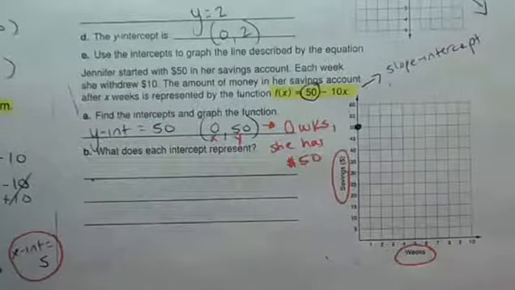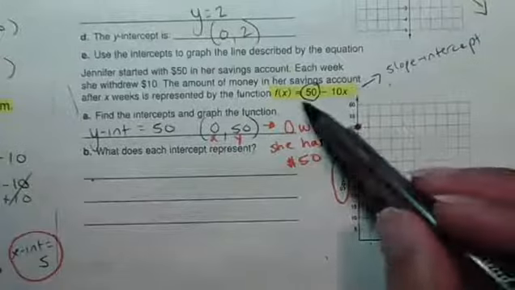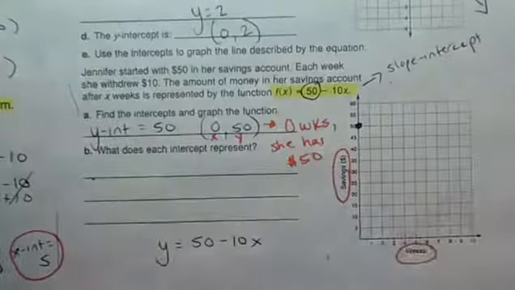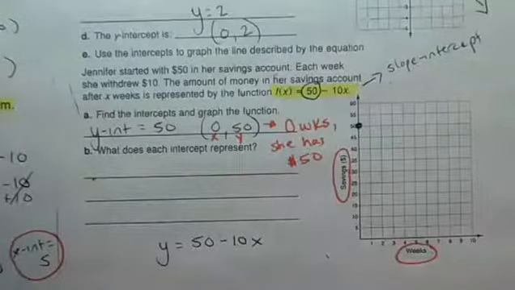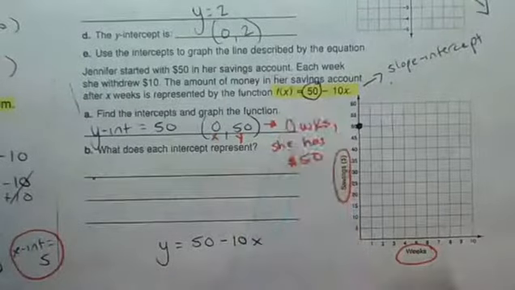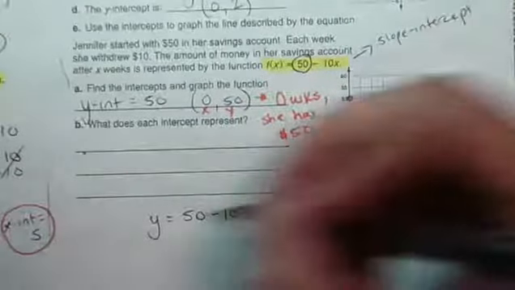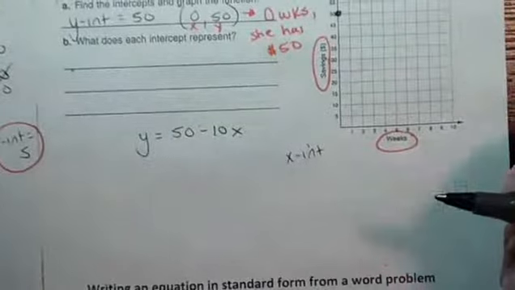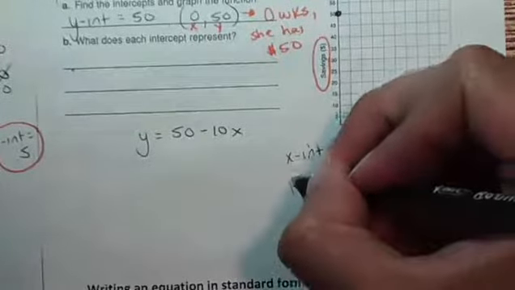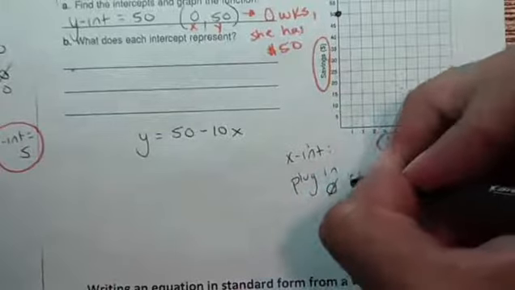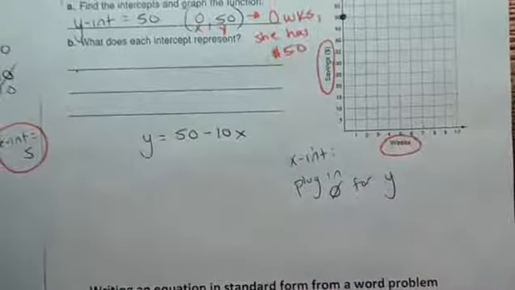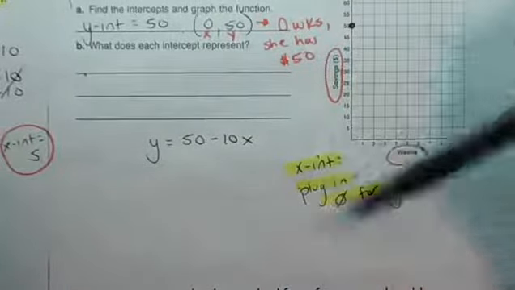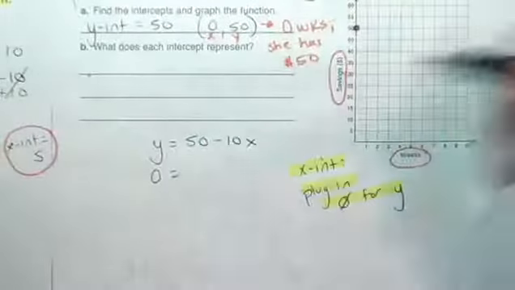So now let's find the x-intercept. If I know this is my slope-intercept form, I have y is equal to 50 minus 10x. I want to find the x-intercept now. We already know the y-intercept because it's in that formula. So if I want the x-intercept, what do I do? Okay, I can plug in 0 for the y. That's the easiest thing. So I'm going to go ahead and plug in 0 for y.